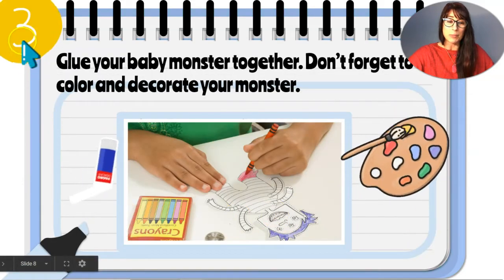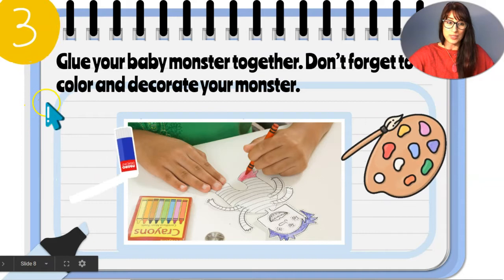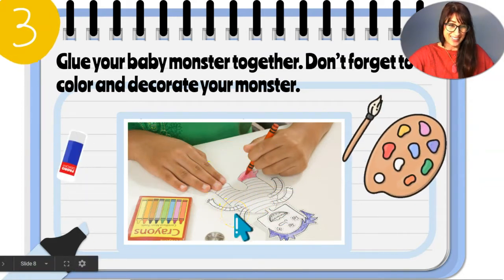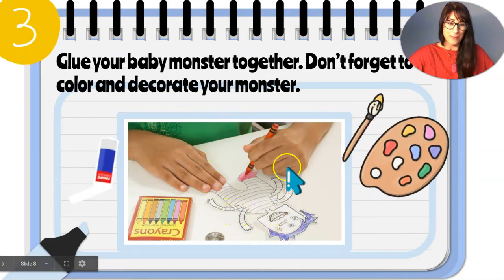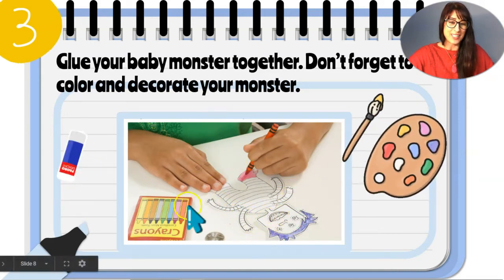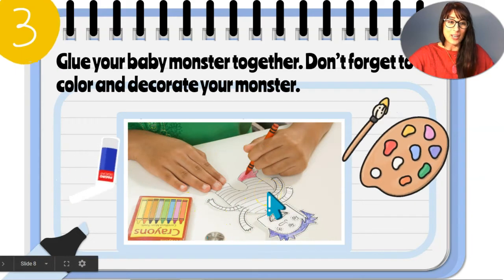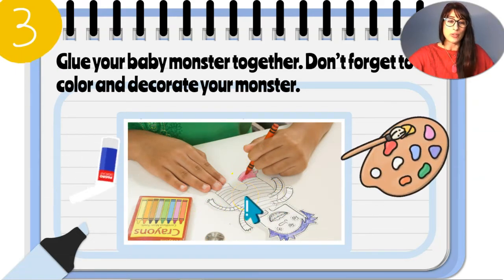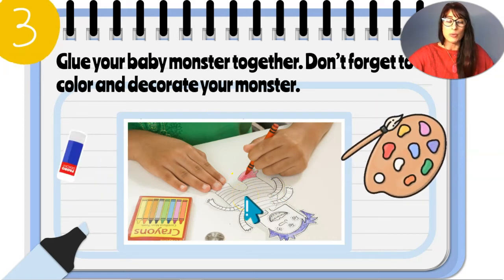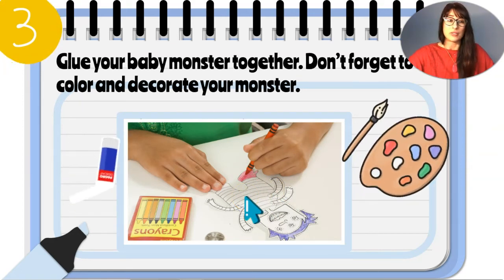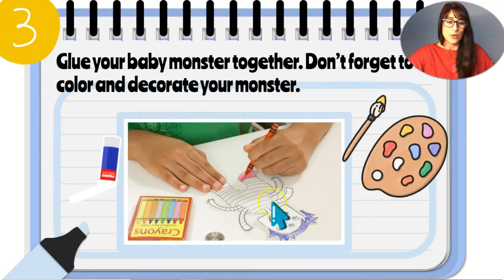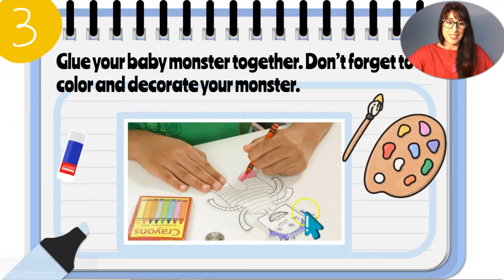And then step number 3, you will get your glue stick because now you will have to put that body together. Yes, you have to assemble your offspring and just put it together. Don't forget to decorate your monster, you see? Color it with the pencils that you have ready for your class, or maybe you even want to use markers, crayon, whatever you choose to use, just make it nice so your monster looks adorable at the end.